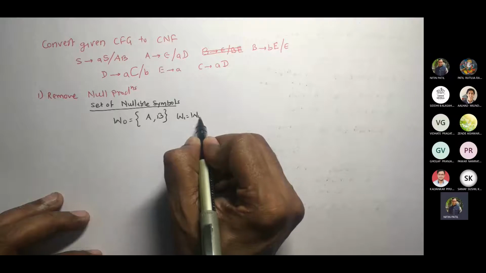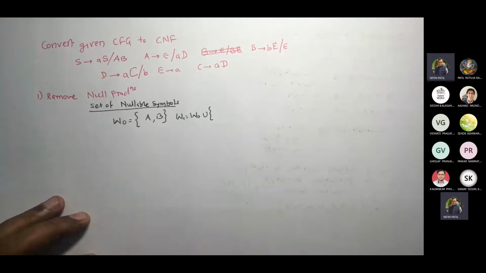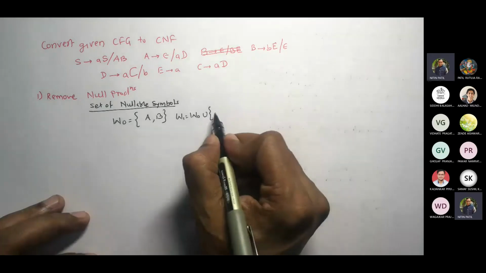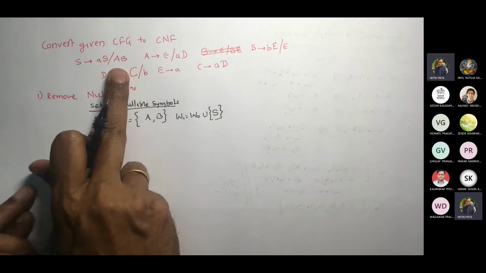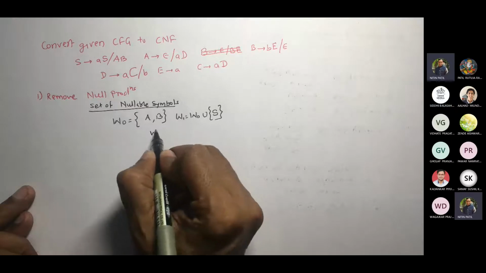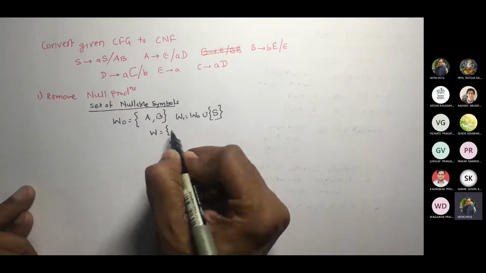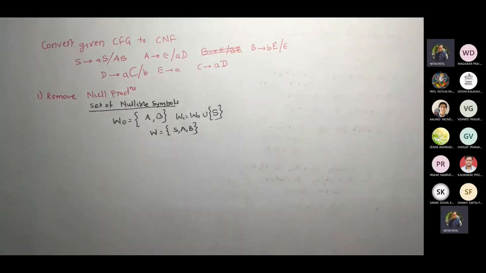W1 equal to W0 union AB. Now try to see combination of A and B appearing on the right side, or only A, only B. Do you see that? Yes, correct. S gives AB. Am I right? Okay, so your nullable variable set is S, A, B because you don't have anything more now. Correct? Okay, next.